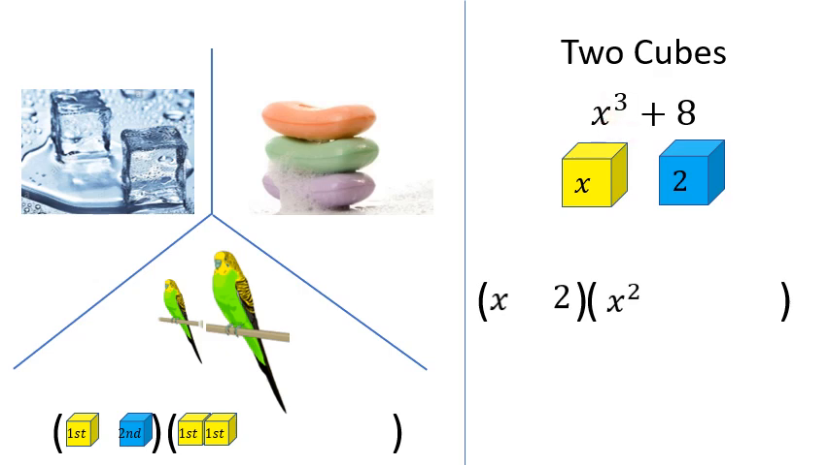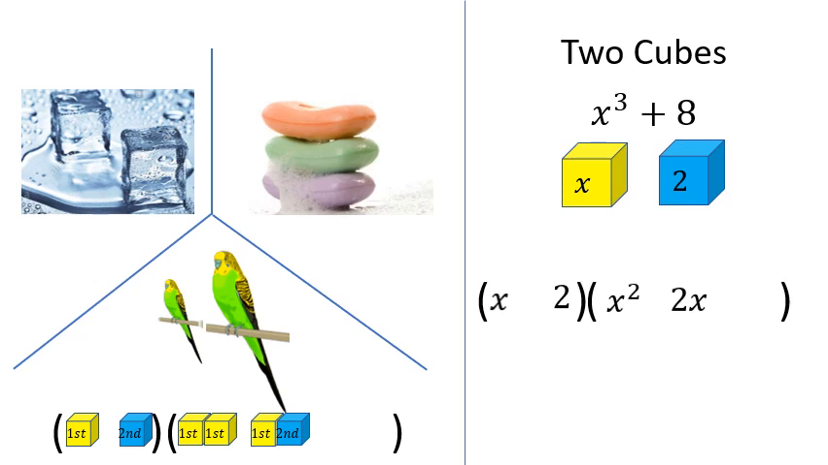Next up, the middle piece also comes from 2 building blocks, but it's the 2 different building blocks. It's the only one that uses both. It's the first times the second block, and in this case, it's x times 2. X times 2 is going to give us 2x. So that's our middle piece.